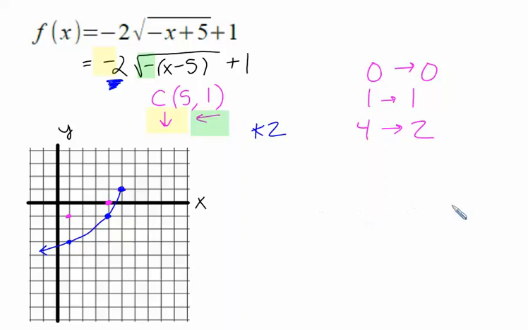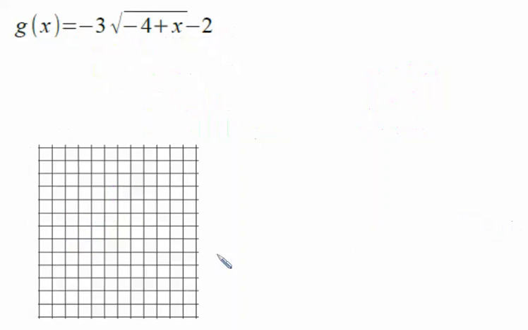Let's go to our second of 3 examples. Again, the first thing that we want to do is rearrange what's inside the square root. Notice once we do that, we don't need to factor a negative out front. We can simply identify the center point. In this case, it's 4, negative 2.